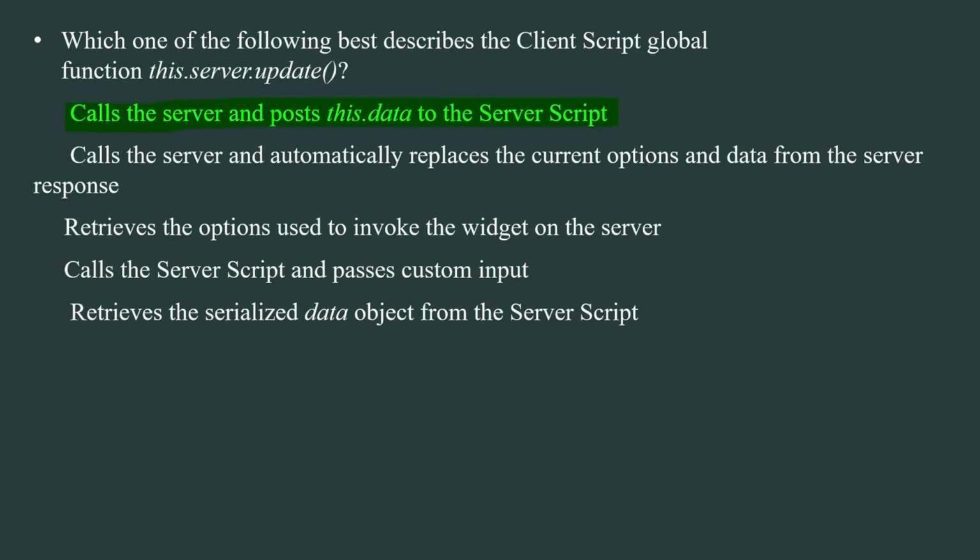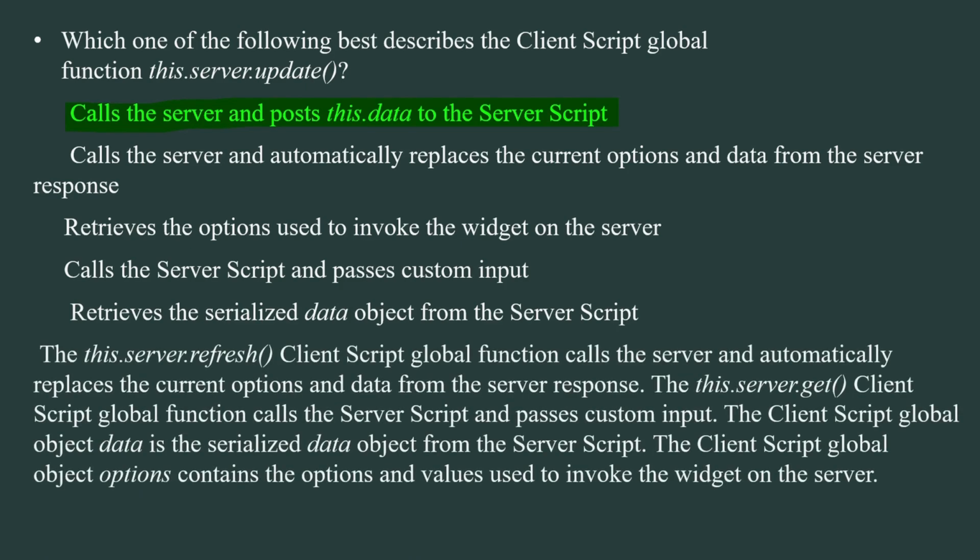Calls the server and posts this.data to the server script. This best describes the client script global function this.server.update. Because the this.server.refresh client script global function calls the server and automatically replaces the current options and data from the server response. The this.server.get client script global function calls the server script and passes the custom input. The client script global object data is the serialized data object from the server script. The client script global object options contains the options and values used to invoke the widget on the server.